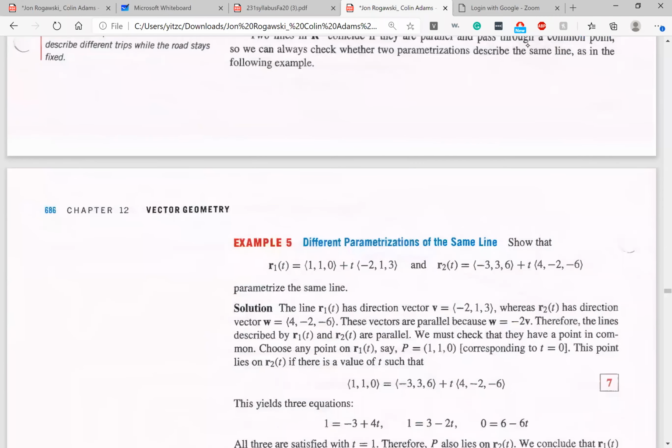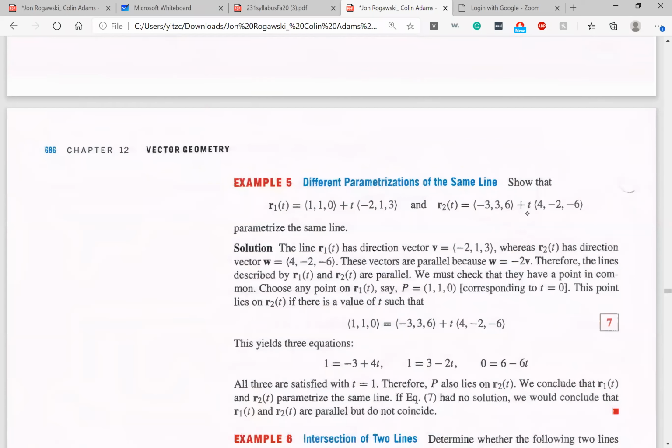So what is this example? Show that this and that parameterize the same line. So over here, they give us two different lines, and they want us to show that the two lines are the same. So first, what you need is you need this vector and this vector to be going in the same direction. So you would need them to be parallel.